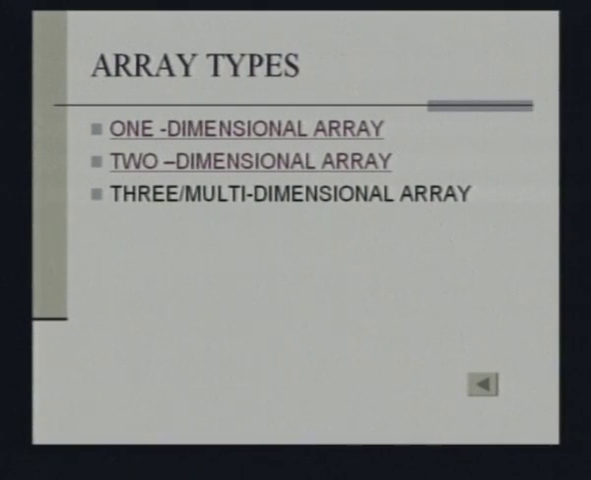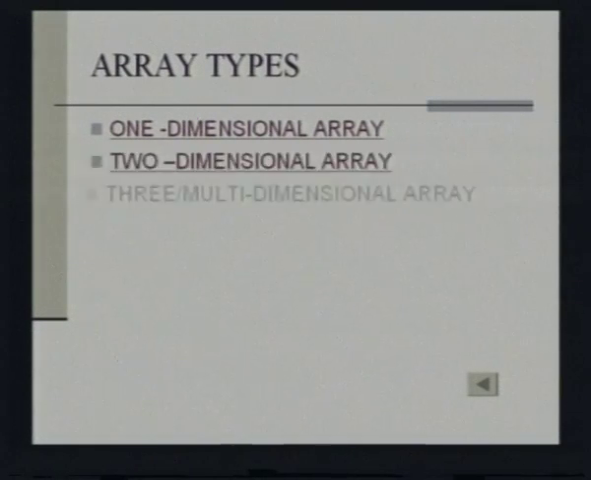Next we move over to the types of arrays. In types of arrays we have the one-dimensional array, the two-dimensional array, and three or multi-dimensional arrays. In today's session we will be seeing the first two types of arrays, the 1D and the 2D arrays.